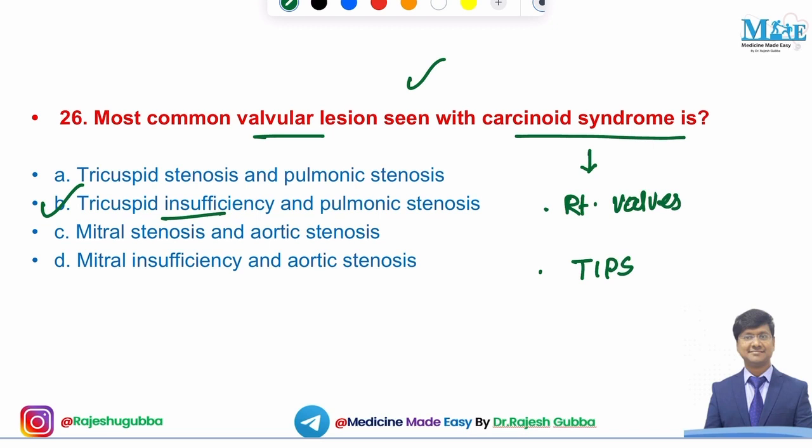Tricuspid insufficiency, which is nothing but tricuspid regurgitation. Then PS stands for the pulmonic stenosis. Okay. So this is what is called carcinoid heart, right? So this carcinoid heart results from the neoplasms of the enterochromaffin cells. Okay. It's a neoplasm of the enterochromaffin cells. Okay. Next question.